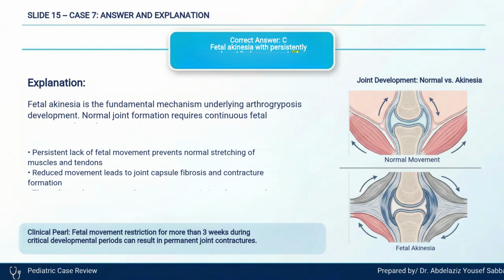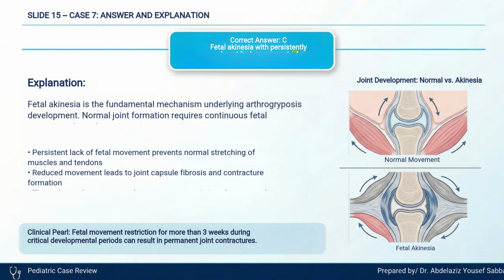Fetal akinesia is the fundamental mechanism underlying arthrogryposis development. Normal joint formation requires continuous fetal movement throughout gestation. Persistent lack of fetal movement prevents normal stretching of muscles and tendons. Reduced movement leads to joint capsule fibrosis and contracture formation. The earlier and more severe the movement restriction, the greater the contracture severity. Movement is essential for proper joint space maintenance and soft tissue flexibility.